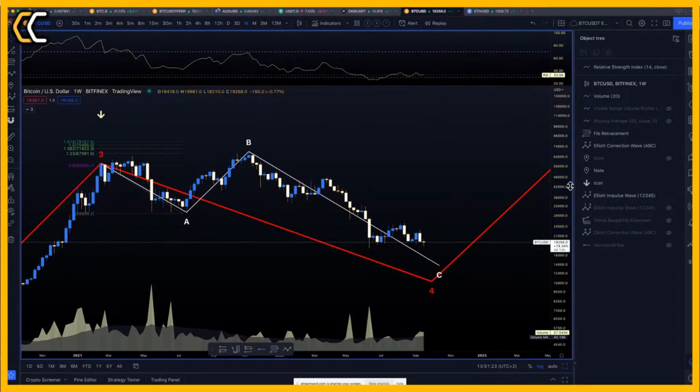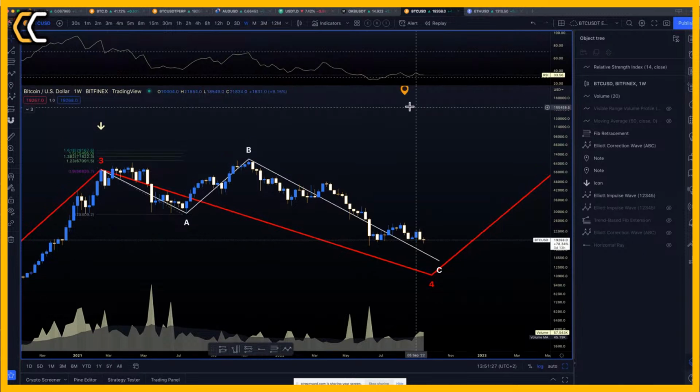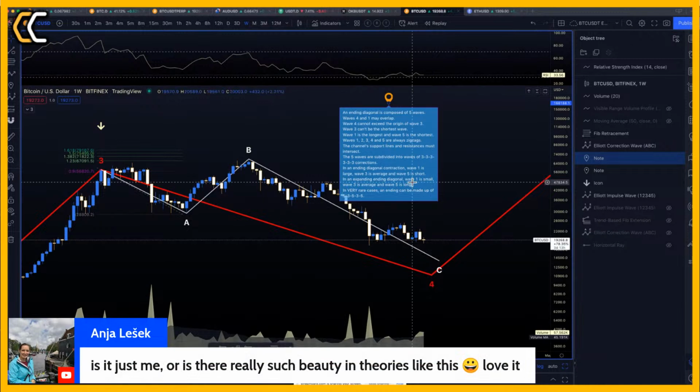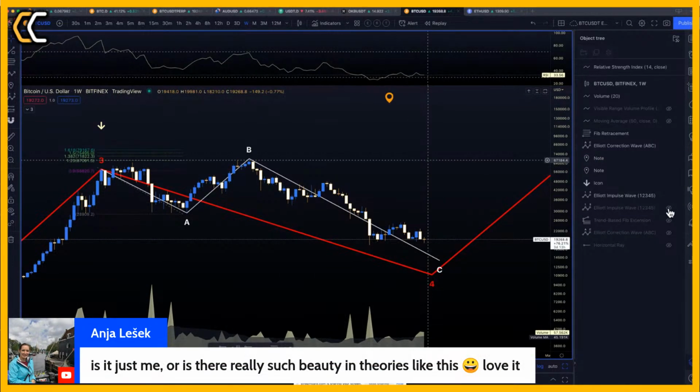Well, in Elliott wave, we can call that an ending diagonal. An ending diagonal is composed of 5 waves. You have some rules on that ending diagonal, and the 5 waves are subdivided into 3, 3, 3, 3, 3 correction waves. So by definition, this can be an ending diagonal 1, 2, 3, 4, 5, which I've labeled like this now, 1, 2, 3, 4, 5.